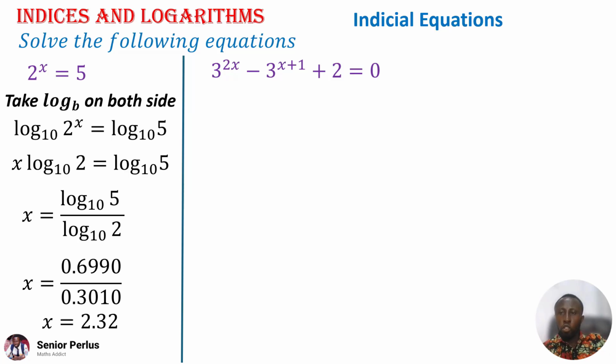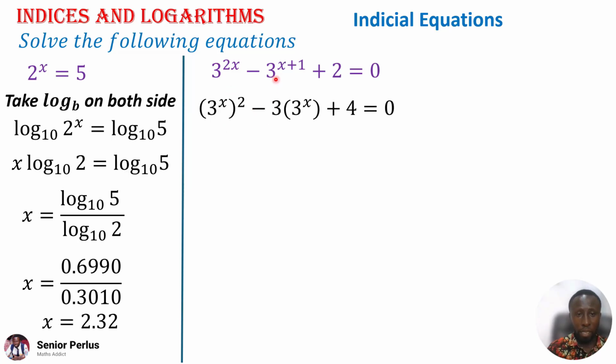We have another one here. Let's solve this equation, this indices equation. Under indices equation, let's expand it. So this 3 to the power 2s can be written as 3 to the power s, squared. Then from here, negative 3 to the power s plus 1. And in indices, we have the product rule.